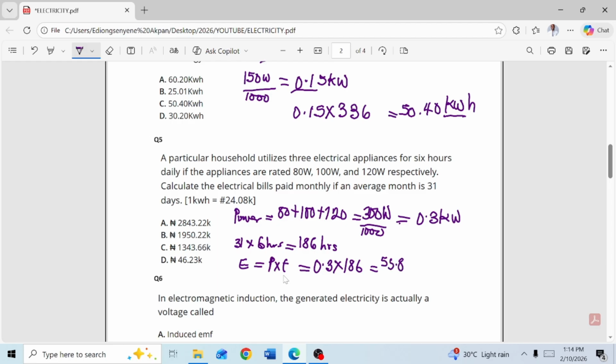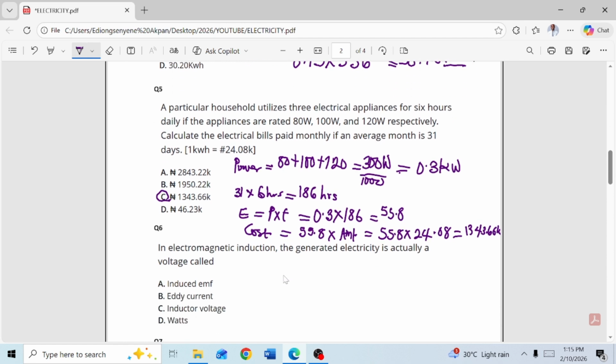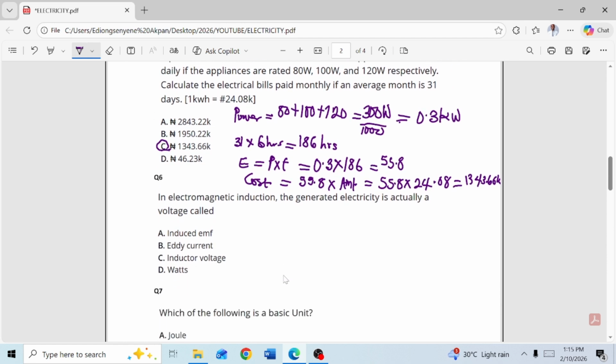So the cost of consumption will be the total energy times the amount, which is 55.8 times 24.08, and that will give us 1343.66. Our answer there is C. I spent time to explain for your understanding. If you have any question, drop it in the comment section.